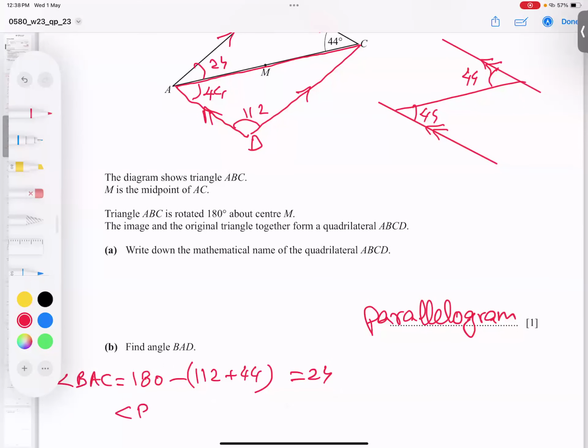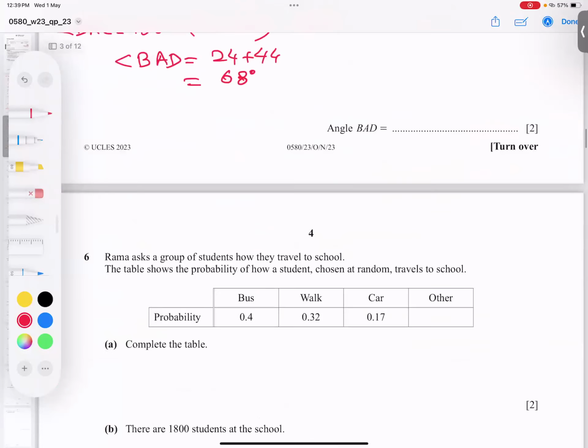Now angle BAD: add them both, 24 plus 44, and the answer becomes 68 degrees. I hope you got the point clear.